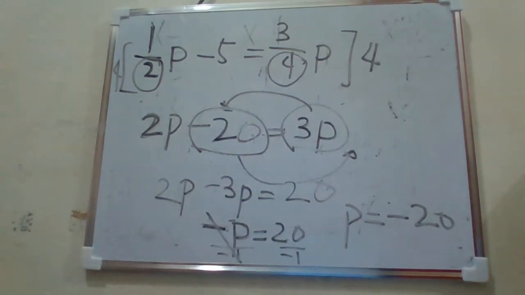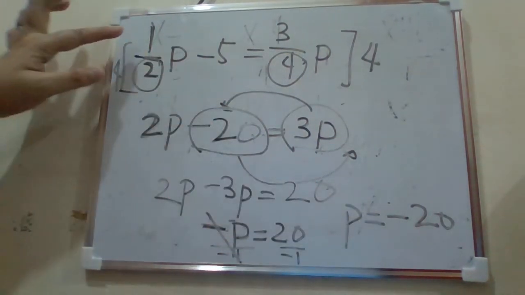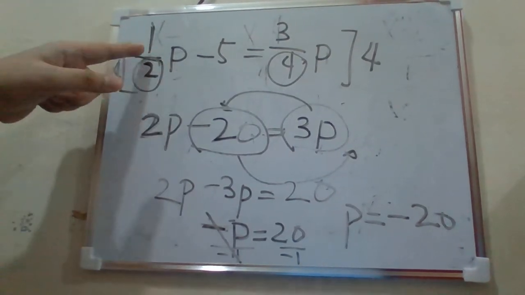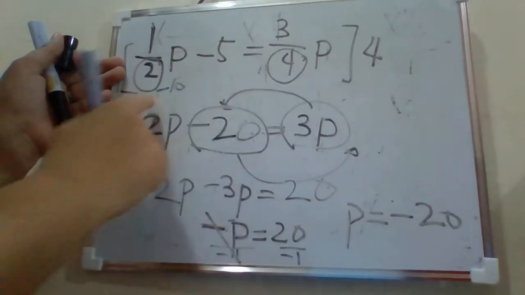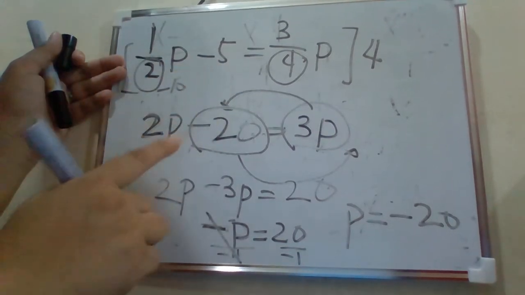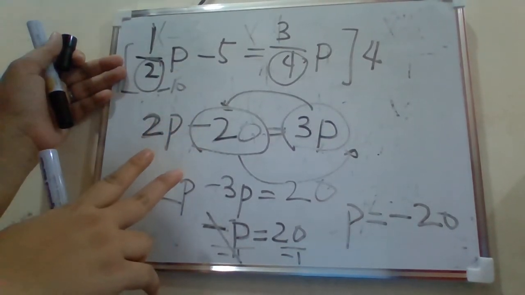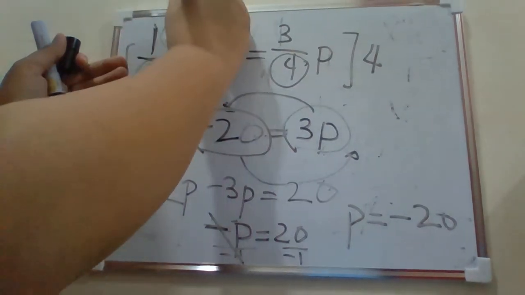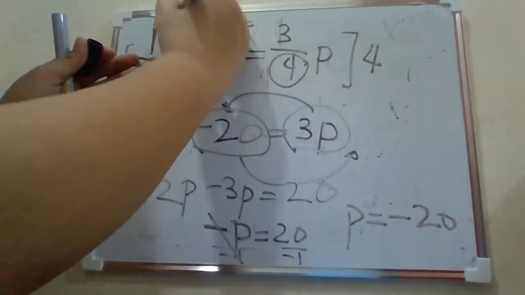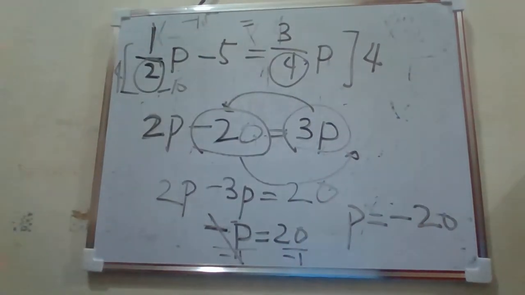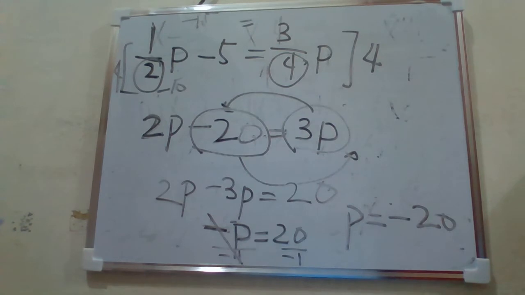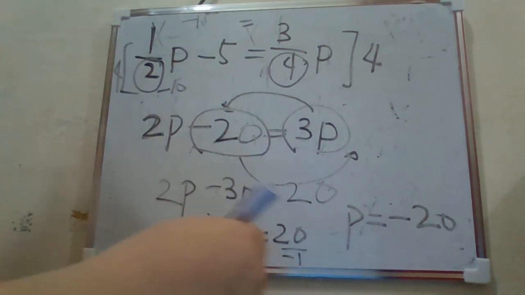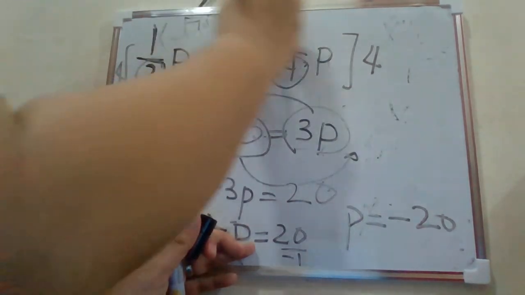Now let's try to solve. If it's negative 20, 1/2 of p, or 1/2 of negative 20, that's negative 10. Negative 10, negative 5. Since they are both negative, you add, so it becomes negative 15. So negative 15 equals 3/4 of p. Again, negative 20 times 3 is 60, divided by 4, it's negative 15. So you have the correct answer.